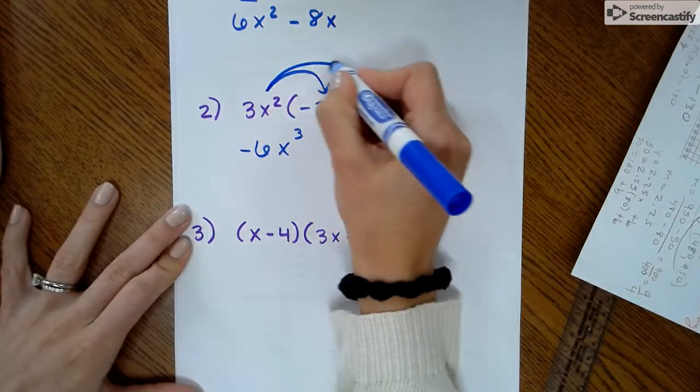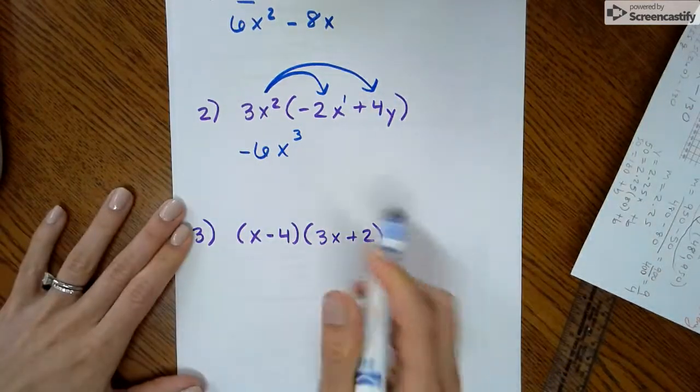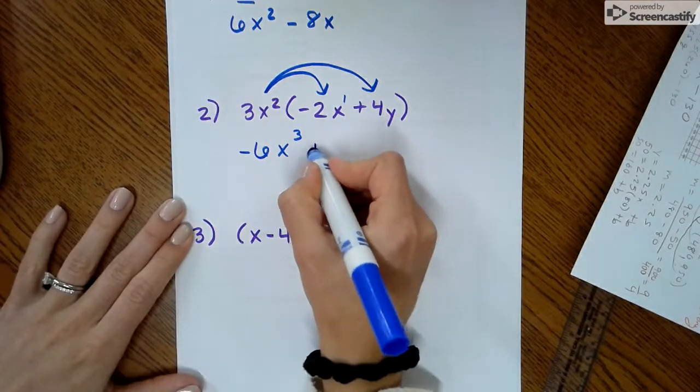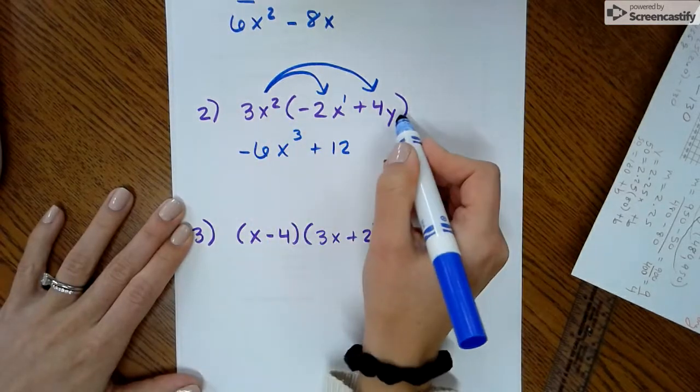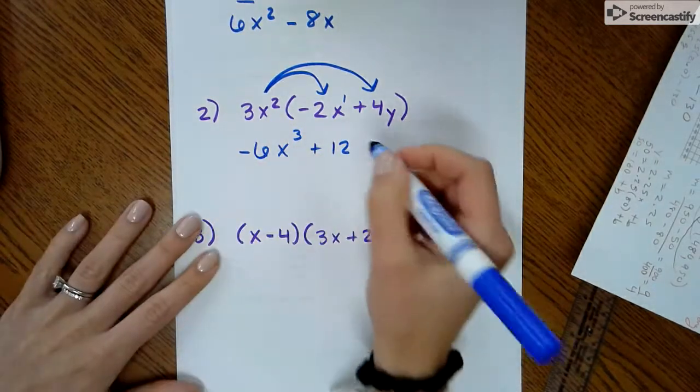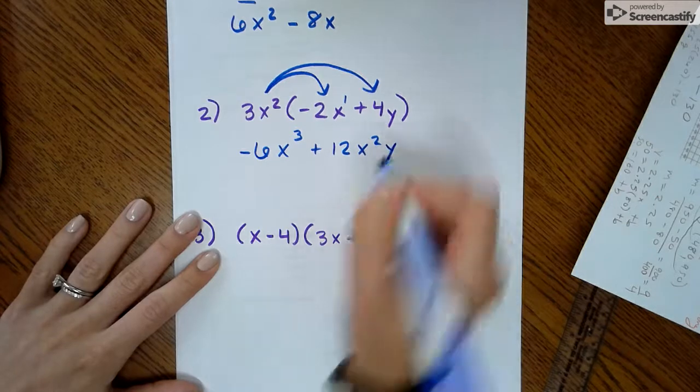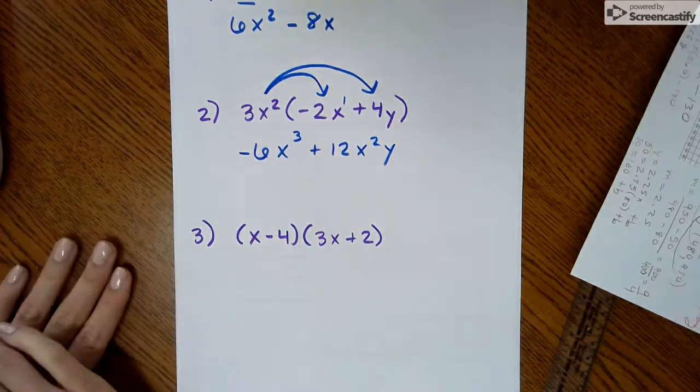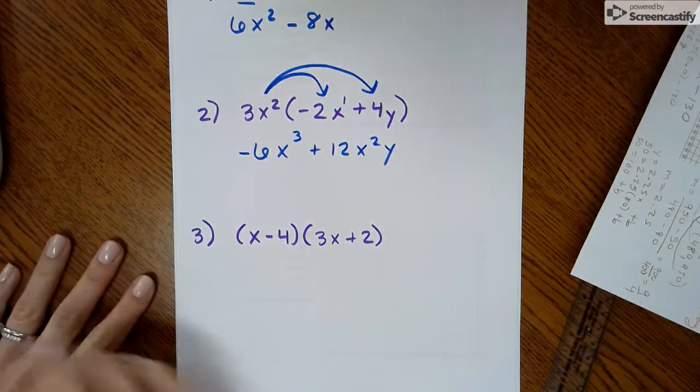And then I have to take 3x squared times 4y. So 3 times 4 is positive 12. And then x squared times y, we can't really combine that at all, so we just have to say x squared y. And that would be the answer for number 2.